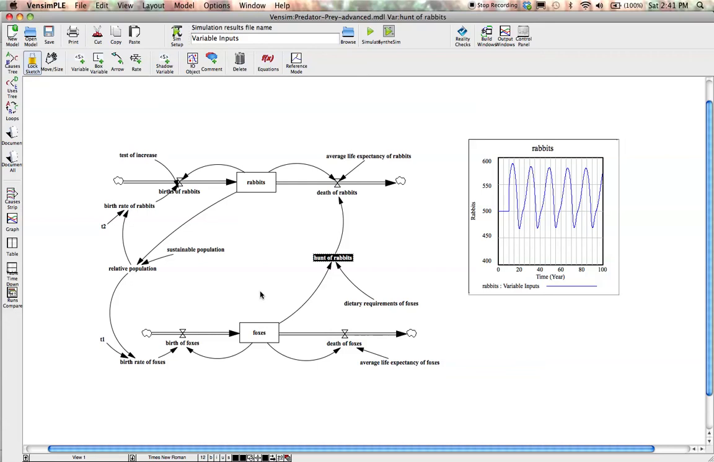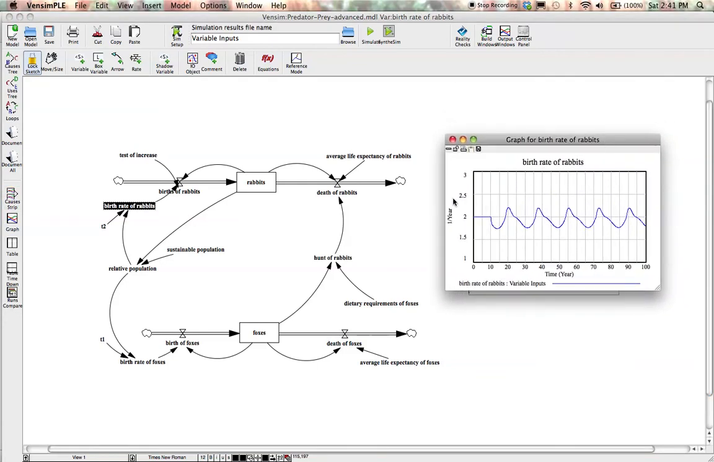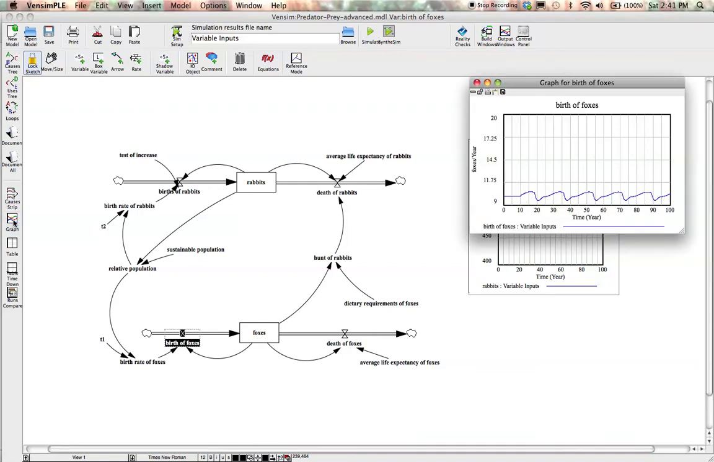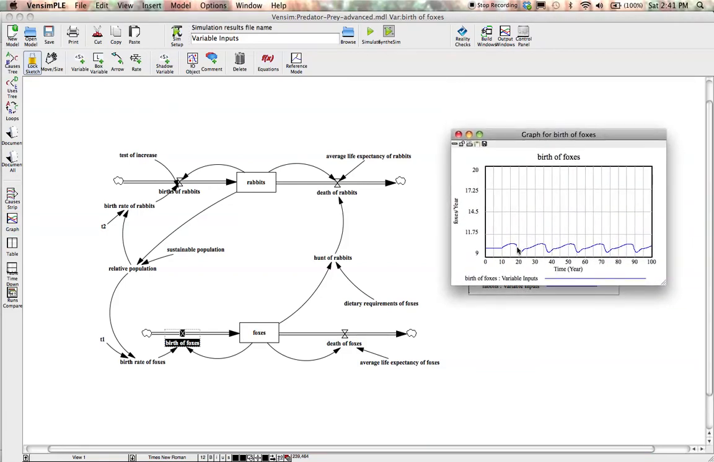We can look at, let's see, the birth rate of rabbits, for example, and we can do this pretty much for any variable. We can click and look at the plot very quickly. The birth of foxes, same deal. Again, oscillations. They don't have to be all nice, but as long as they're regular, they sort of look the same. You can do that.